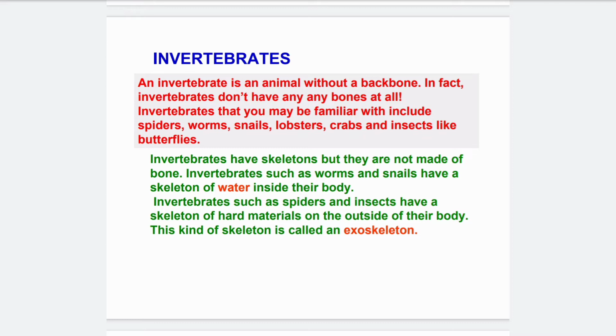Invertebrates have skeletons, but they are not made of bones. Invertebrates such as worms and snails have a skeleton of water inside their body. Invertebrates such as spiders and insects have a skeleton of hard materials on the outside of their body. This kind of skeleton is called an exoskeleton.